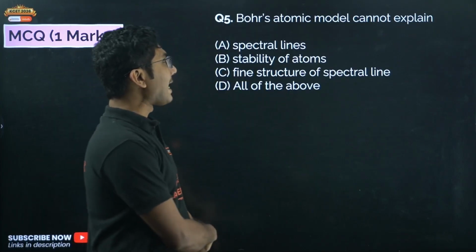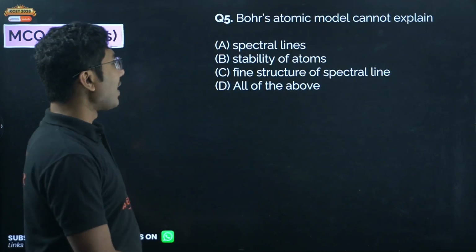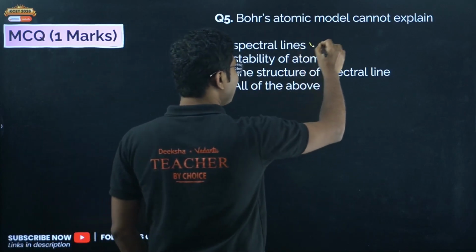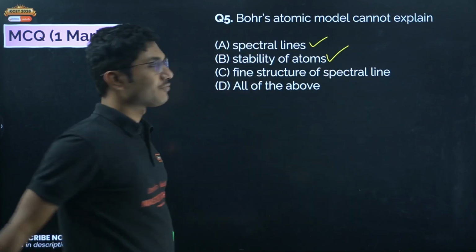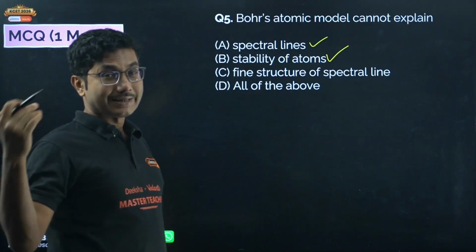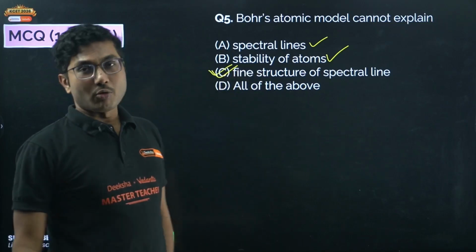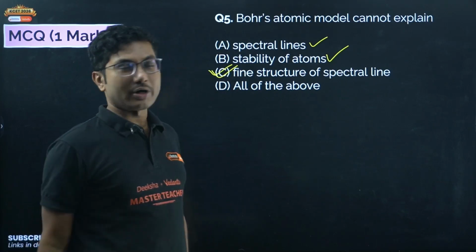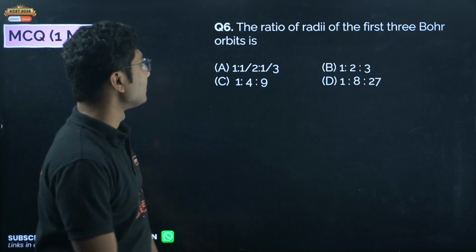Next, Bohr's atomic model cannot explain spectral lines, stability of atoms, fine structure of spectral line, all of the above. Bohr's atomic model can explain spectral lines. It can also explain the stability of atoms. The only thing it cannot explain is the fine structure. Fine structure means the splitting of the spectrum under the effect of external fields. That's why the Bohr model is not complete. It is the first correct step towards finding the correct model, but it was not complete because it was not able to explain the fine spectral lines.